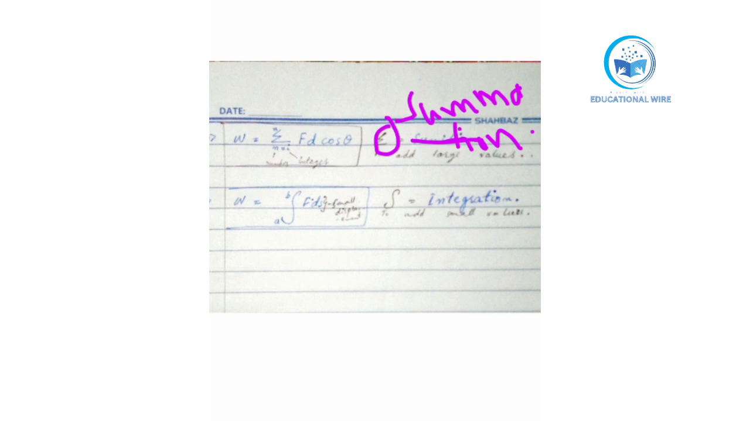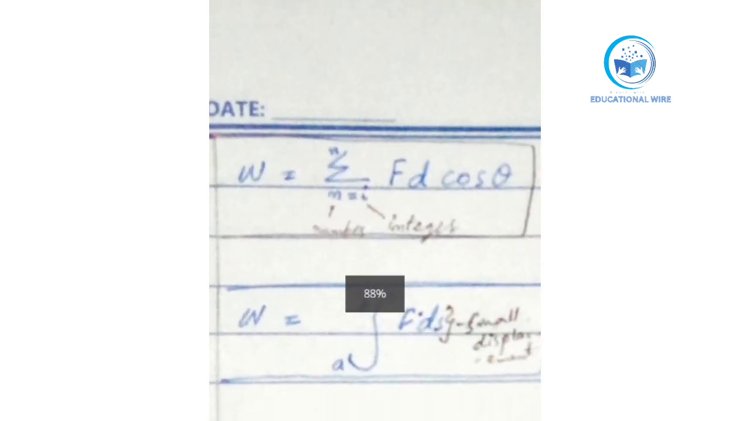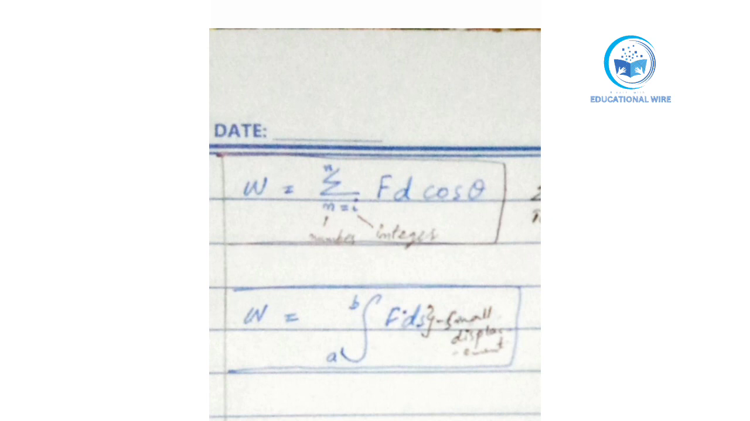This sign is used to add large values, and this sign is the integration sign. This sign is used to add small values, where there are too many small values at points. These values we can add by the integration method. Now you can easily see that W is equal to summation of F d cos theta. As I have mentioned here, n is the number and i is the integer. How many? If we have 1 to 100, we write 1 here, and here n is the total number, 200. So we can easily add like this.